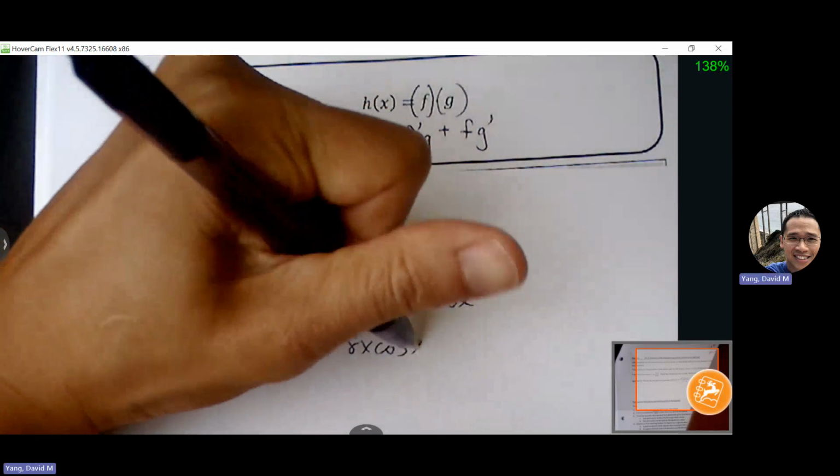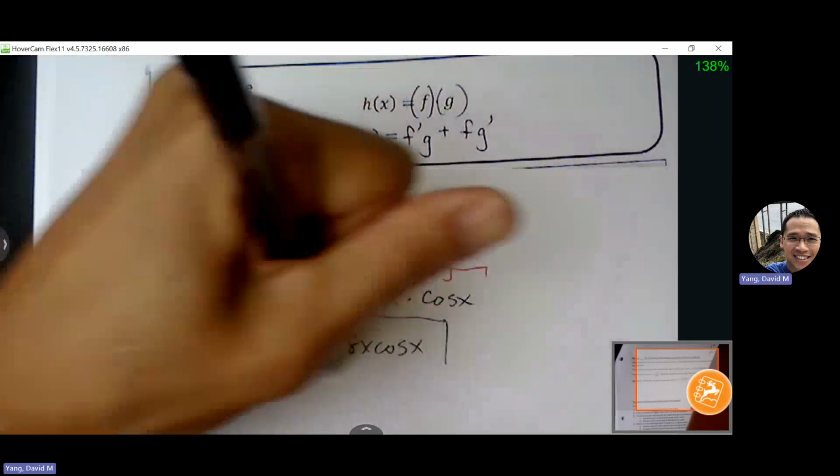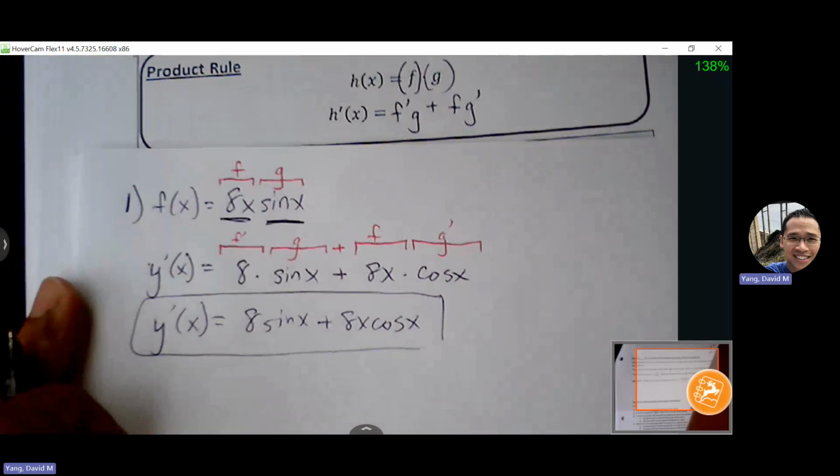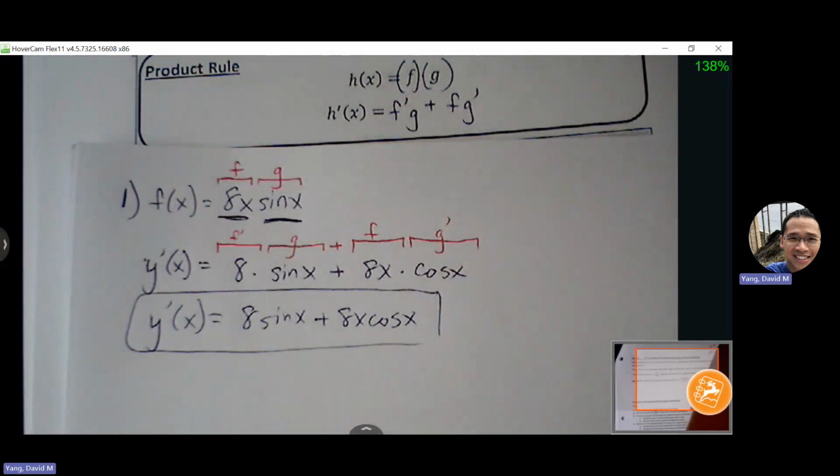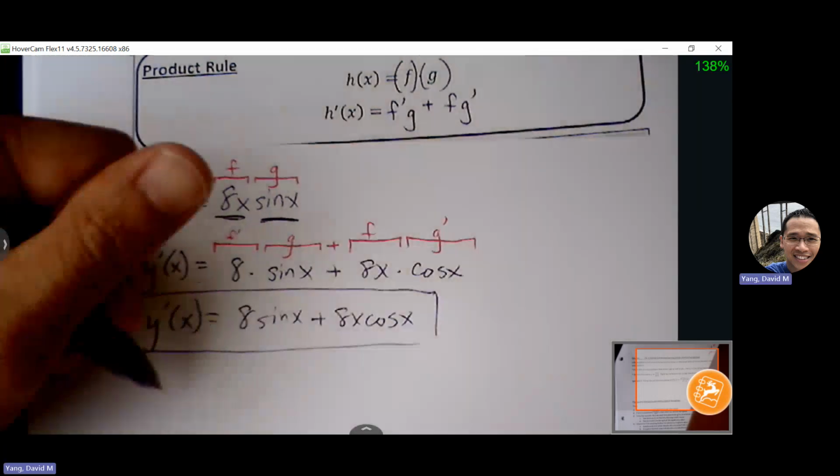Now, when you find your derivative, there's really no need to factor. Maybe down the line we need to, but for now, we'll just leave our derivative in whatever form, and that will be sufficient. Okay, let's look at number 2.